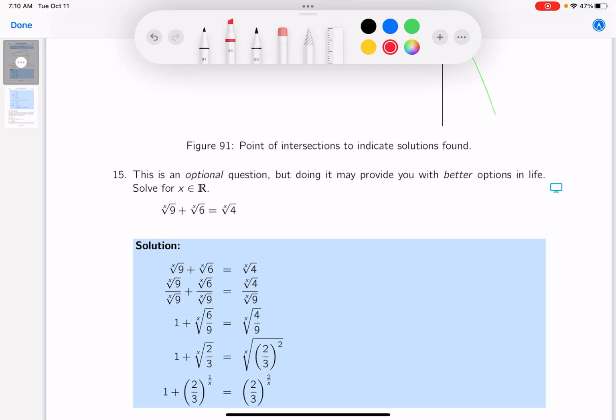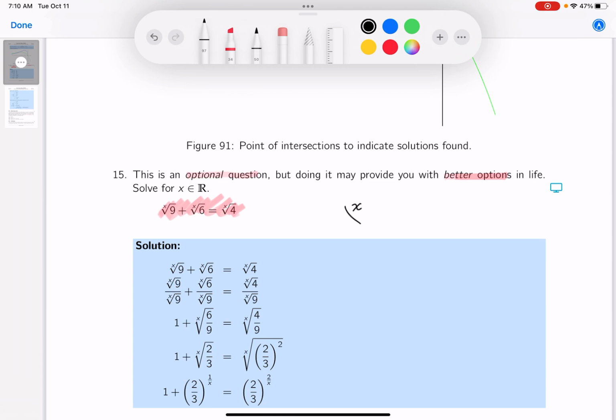Okay, another optional question, and by taking an optional question, you're certainly going to give yourself better options in life. All right, it's an equation. It doesn't look like it's an easy equation to solve, but I do want to proceed in the way I proceed to do the problem. Let's take a look at it. The first thing, just write it down.